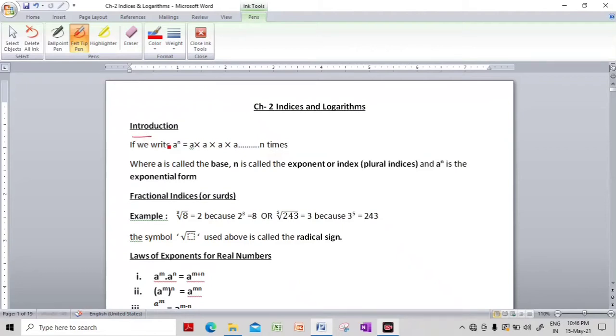As you already know, if I am writing a power n, it means that a is multiplied n times. Here, in a power n, we call a the base and the power is known as the exponent, or sometimes we call it the index. The plural of index is indices, based on which we have the name of the first part of the chapter, indices. And whenever we write it in the form of a power n, it is known as the exponential form.